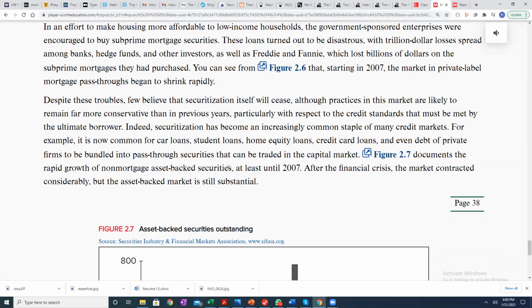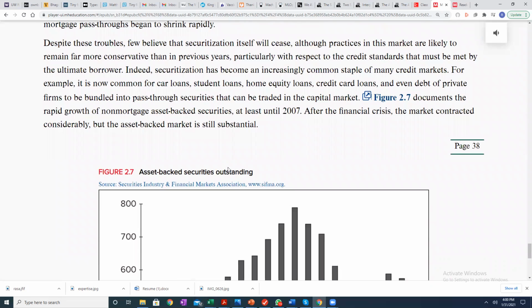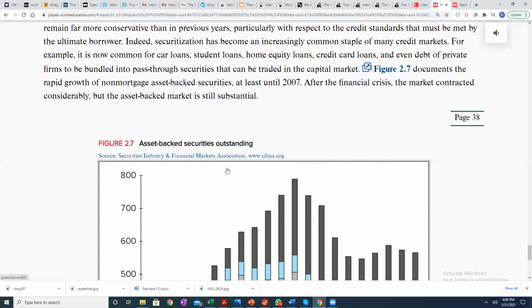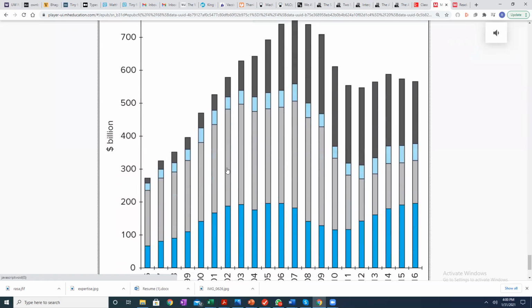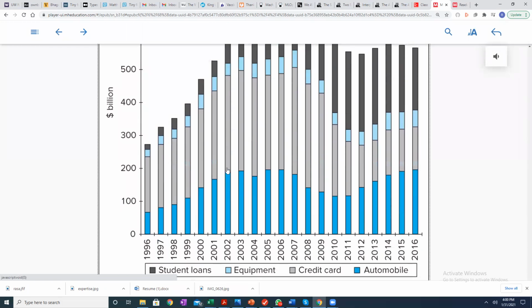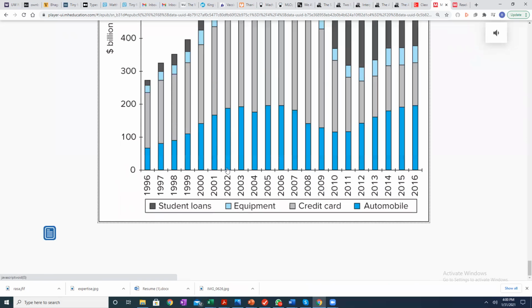It's now common for car loans, student loans, home equity loans, and even debt of private firms to be bundled into pass-through securities that can be traded in the capital market. The growth of non-mortgage asset-backed securities is shown in the diagram below. So you see student loans form a larger proportion, equipment a constant proportion, credit card a smaller proportion, and automobile keeps fluctuating up and down.